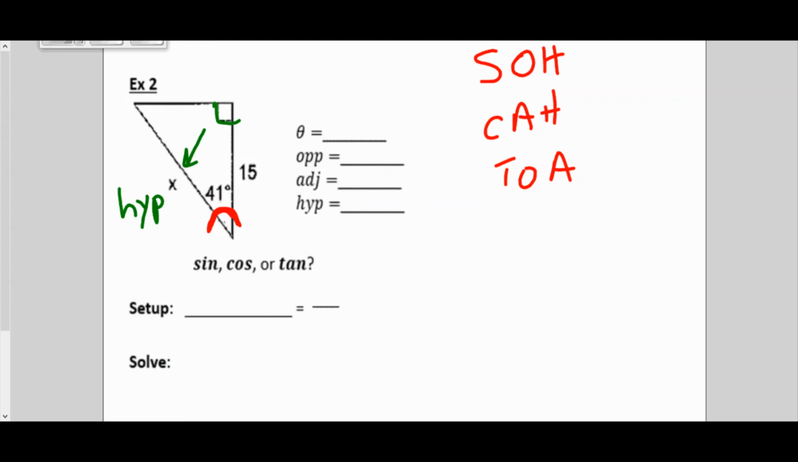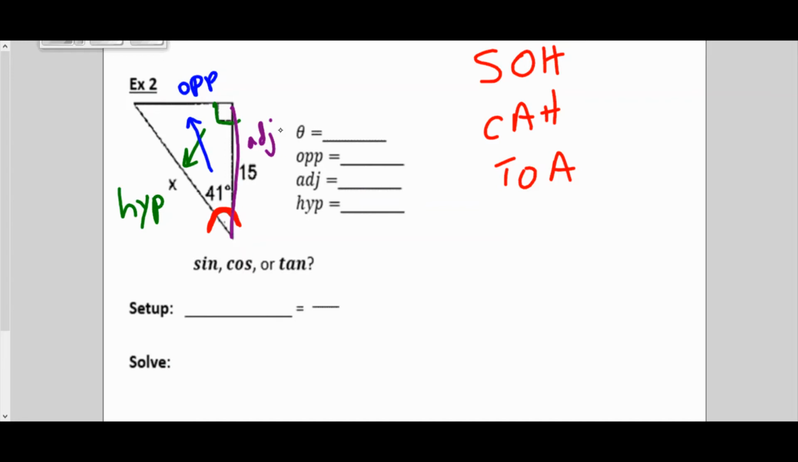I'll label my opposite. So opposite of my reference angle is this side. So opposite. And then the side touching my reference angle is this side. So this is my adjacent. So I'm going to write ADJ. So 15 is adjacent and x is the hypotenuse.